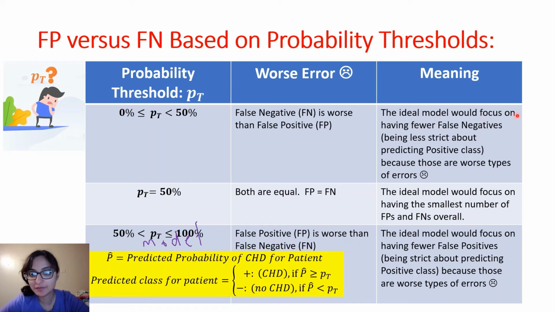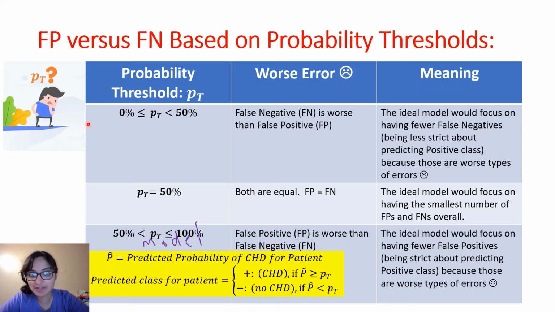So the ideal model would focus on having fewer false negatives, being less strict about predicting the positive class, because those are the worst types of errors. It's focusing on fewer false negatives because it thinks that false negatives are worse than false positives. So I'd rather just be less strict and have a lot more people go to the positive class. It's kind of like a scale between 0 and 100%. The lower the probability threshold is than 50%, the more people you're assigning to the positive class, like the chances are going up in a way. So you don't care as much if it's a false positive because you really want to avoid a false negative as much as possible. So you want to minimize that.